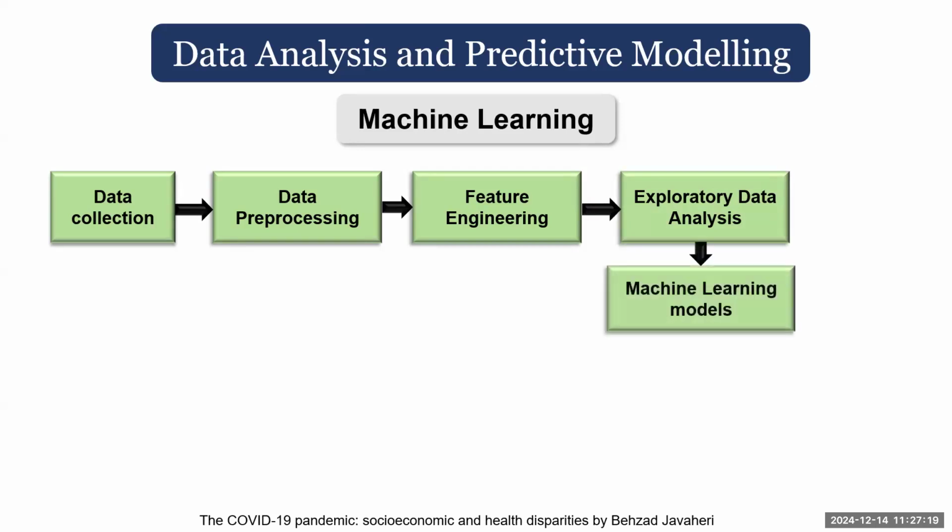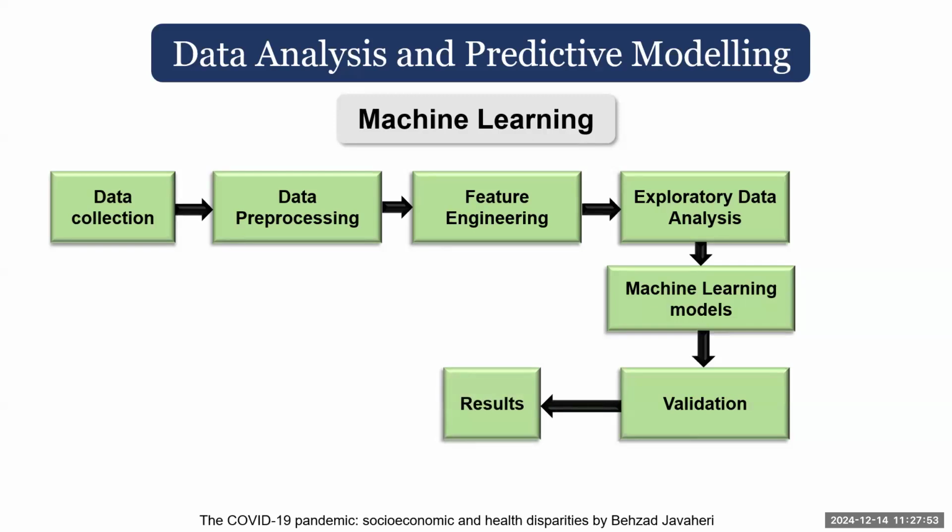Once we have collected the data, pre-processed it, done the feature engineering and the exploratory data analysis, the next step is to build the machine learning model, the actual model that we want to build. Then we want to validate it, to know how good our model is. To understand the accuracy, we usually use a confusion matrix, which has true positive, true negative, false positive, and false negative.